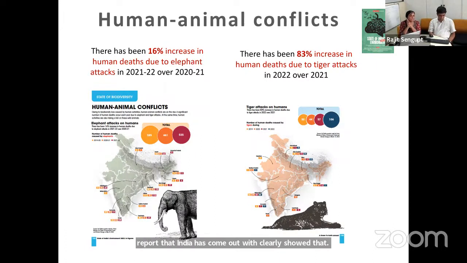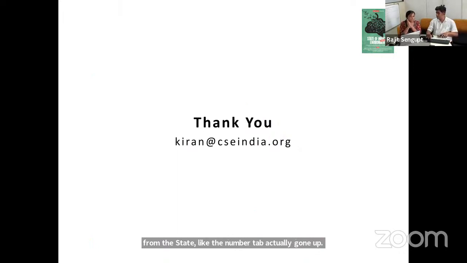So some worrying numbers over here. Elephants have been killing more humans, and the number of human deaths due to elephant attacks has actually gone up, and it's a huge number: a 16% increase in human deaths due to elephant attacks. And if you look further at the state-wise trends, in some states like Orissa, the numbers have actually gone up, and they're really worrying. So please see the map over here on the tiger.